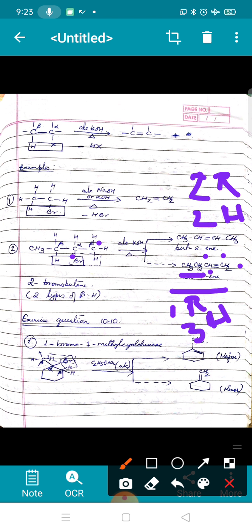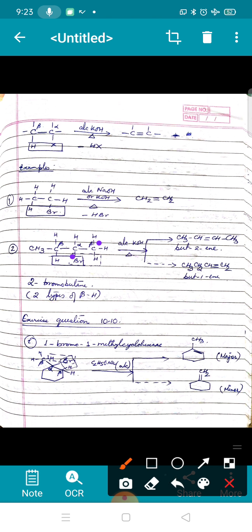Definitely in structure 1, that is but-2-ene, has more alkyl groups. Here one alkyl and here two alkyl. So according to Saytzeff rule, wherever you have more alkyl groups attached to the carbon-carbon double bond, that is going to be the major product. As a result, but-2-ene will be the major product.